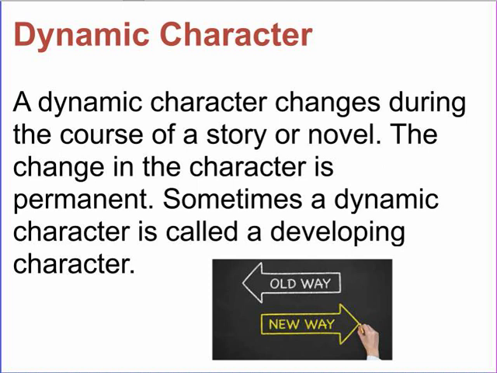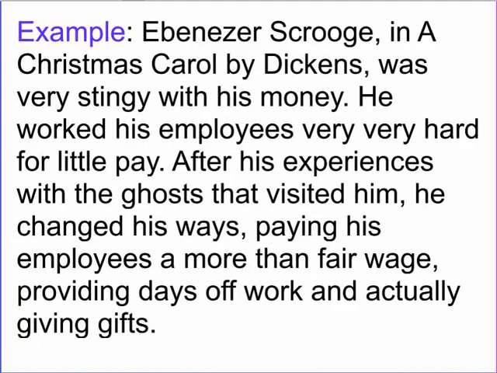So let's look at an example. Ebenezer Scrooge, in A Christmas Carol by Dickens, was very stingy with his money. He worked his employees very, very hard for little pay. After his experiences with the ghosts that visited him, he changed his ways, paying his employees a more than fair wage and providing days off work and actually giving gifts. So here we see a dynamic character because in the beginning he was very stingy and at the end he's very giving. So there we have the change.